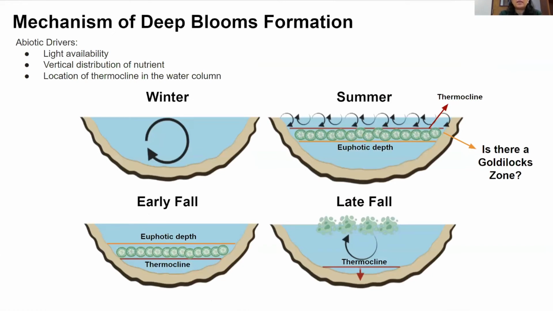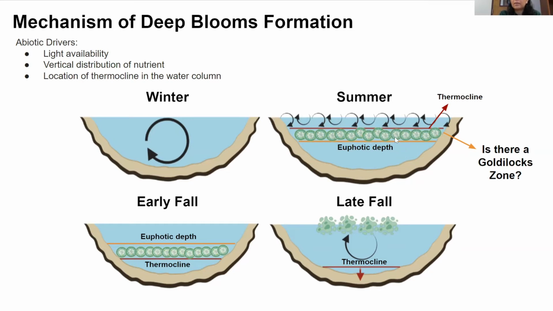So what is the mechanism behind the deep bloom formation in Cross? Because I think Cross is the only reservoir in Kansas where we can see the deep bloom. During the winter, we see that the water is really mixed. As the summer starts, we can see the top layer of the water get warm, and we can see the thermocline, with warmer water at the top and cooler water at the bottom.